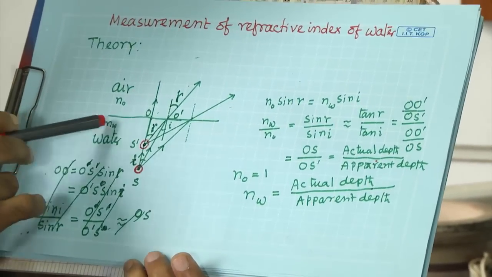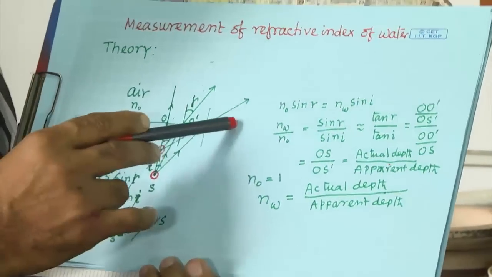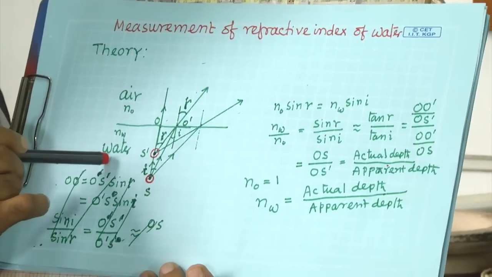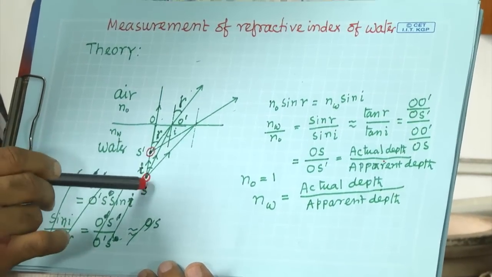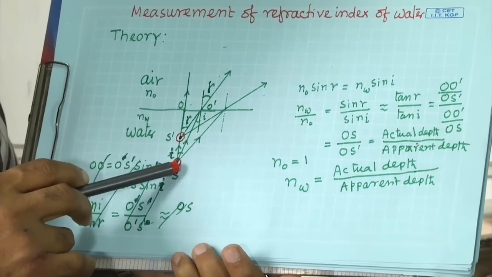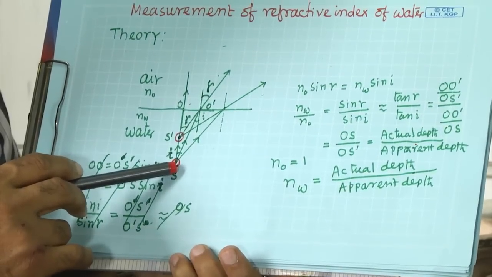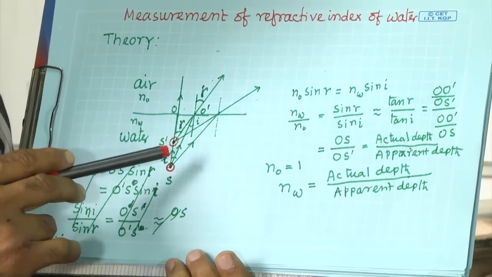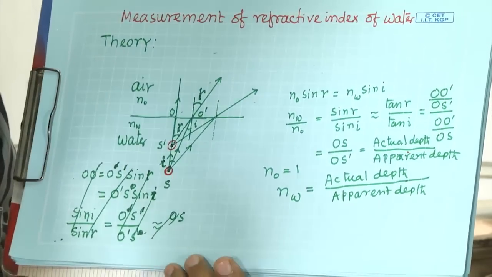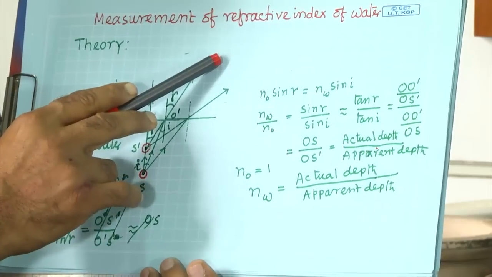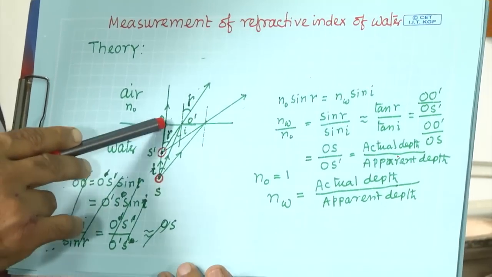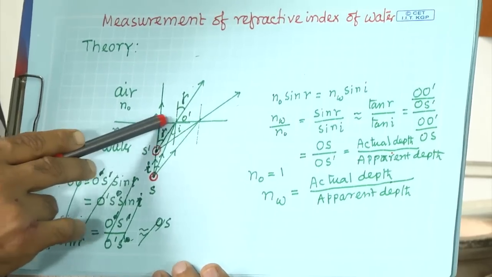Like, so you have water and this is the interface of water and air. The refractive index of air is say N0 and of water is NW. Now, in water, if you have an object S, and you see the image of this object from here, where will you see that image? The image will be formed by the refracted rays. Light will come from the water to the eye, so there will be refraction at this interface.